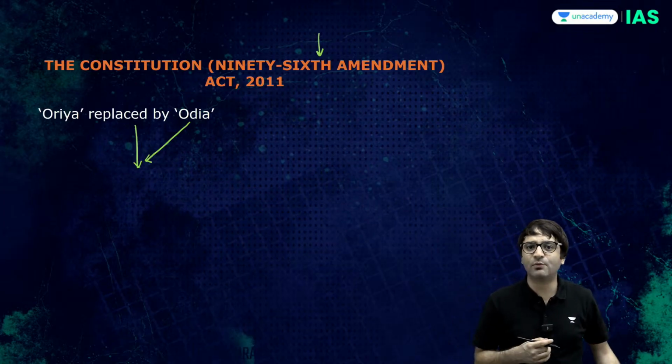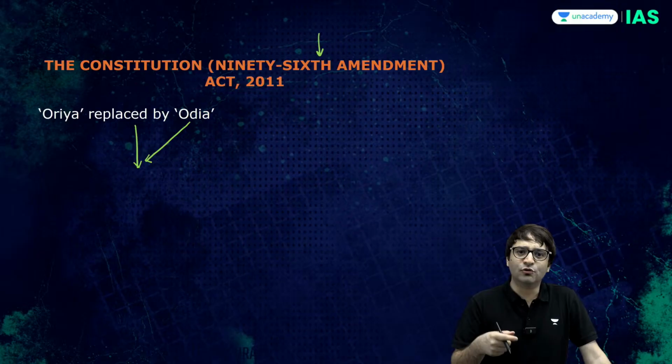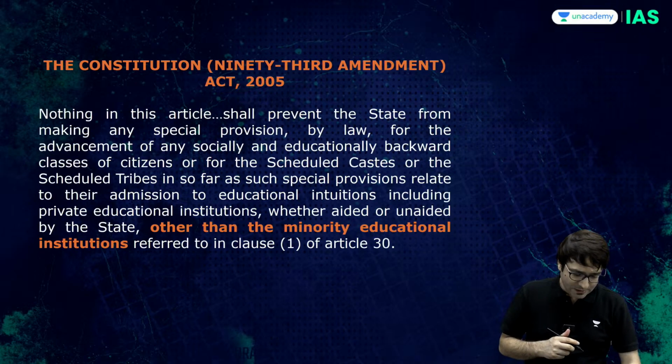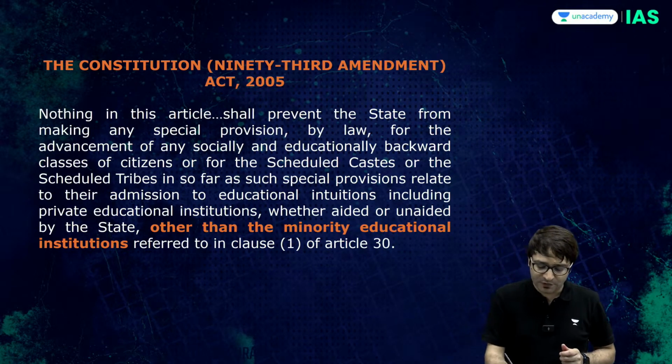And how many classical languages do we have? That's something you can keep in mind. Kannada, Telugu, Malayalam, Tamil, Odia, and Sanskrit: we have 6 classical languages. Clear? Let's look at the 93rd Constitutional Amendment Act 2005.